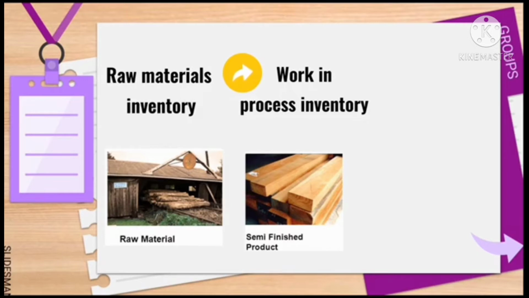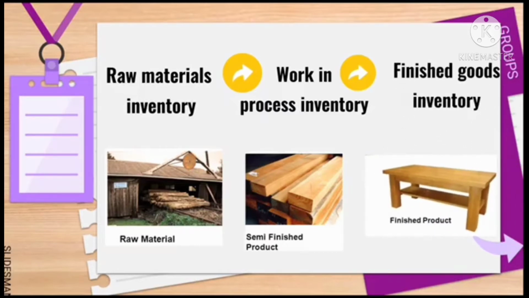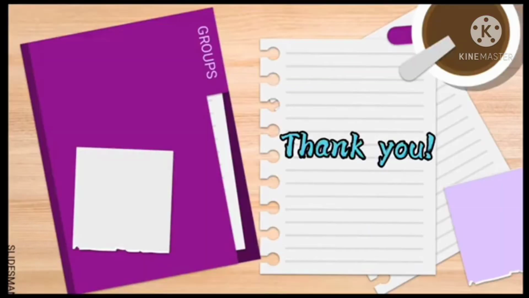And after the goods have made it through the processes and are completely ready for the sale, ita-transfer naman siya to the finished goods inventory account. So, those are the comparison between manufacturing and merchandising, elements of manufacturing cost, and manufacturing inventory accounts.